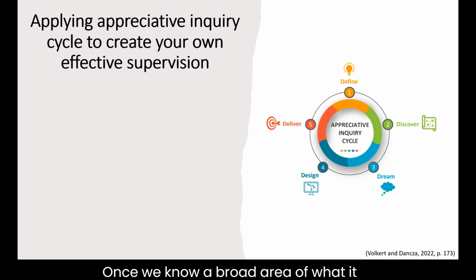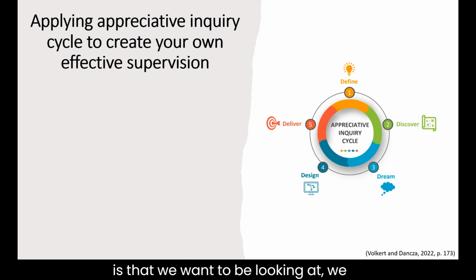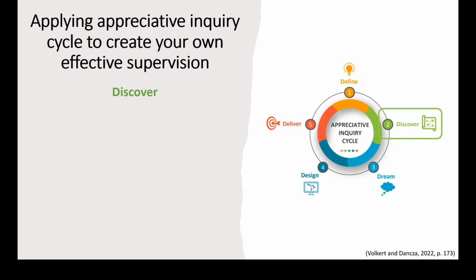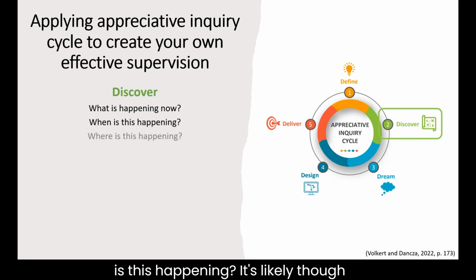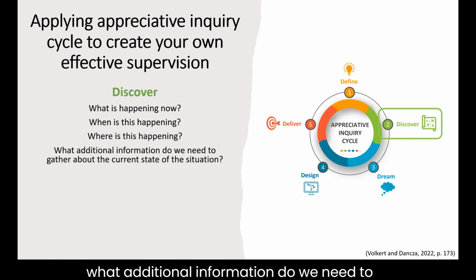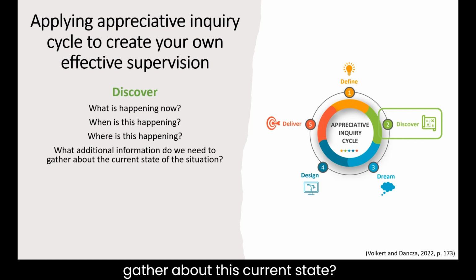Once we know a broad area of what it is that we want to be looking at, we then go into a little bit more detail and discover what is happening now. So we can also ask the supervisee, when is this happening? Where is this happening? It's likely though that they will not have all of the information, and it's important to ask what additional information do we need to gather about this current state.